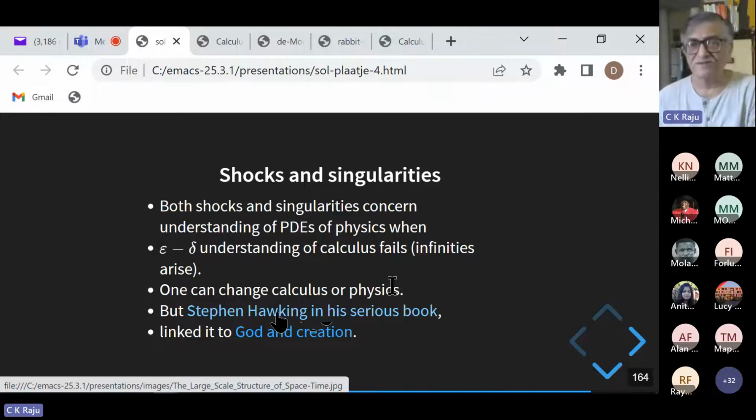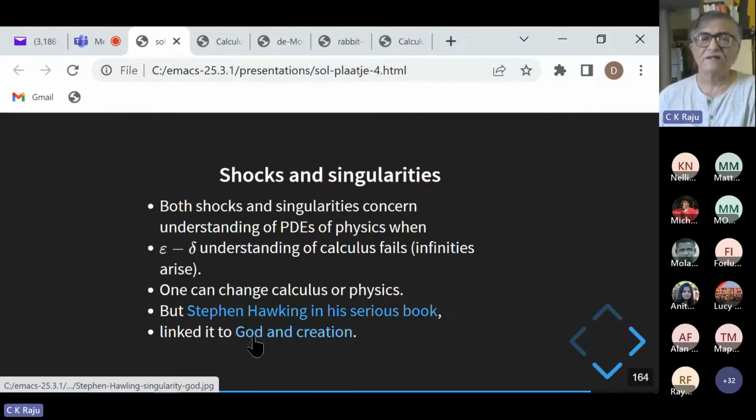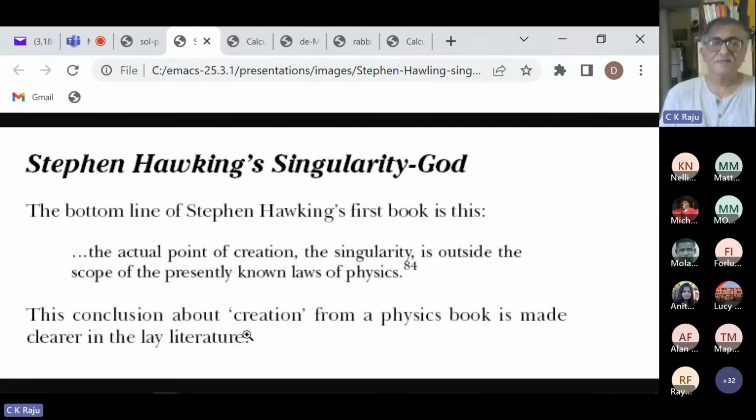This is the one, Large Scale Structure of Space-Time, which he wrote with J.F.R. Ellis. He linked it to God and creation. The last line of the book is that the actual point of creation, the singularity, is outside the presently known laws of physics.